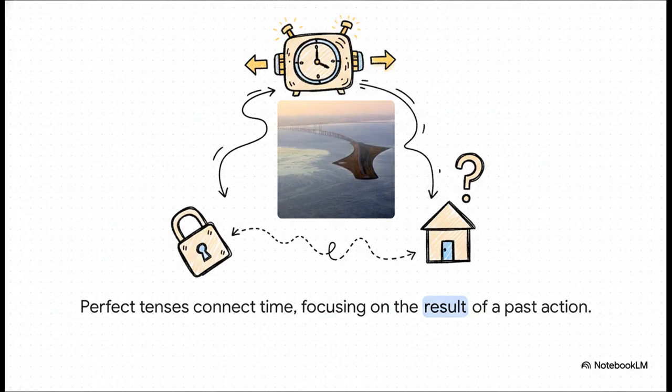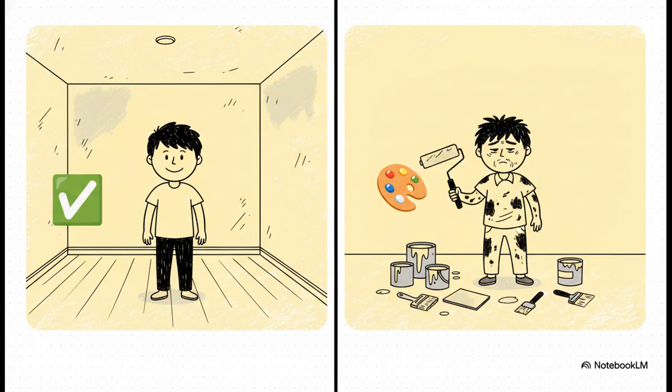So if I say I have lost my keys, the losing happened in the past, but the result is that I can't get in my house right now. That's the important part. So what's the difference between perfect and perfect continuous?